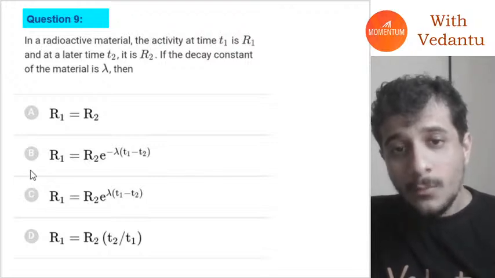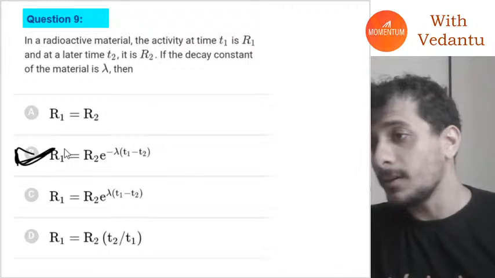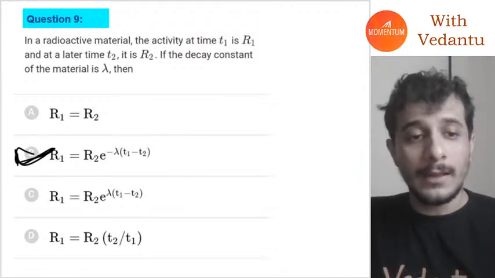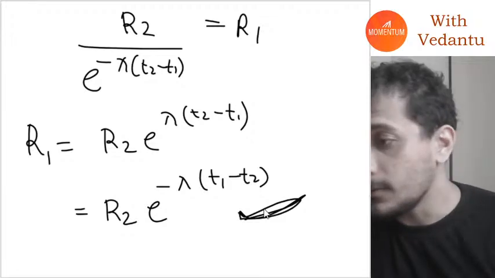If you see, we have an option. This option B is correct. Option B is correct. Okay, so that will be this one. If you check, that will be the answer.